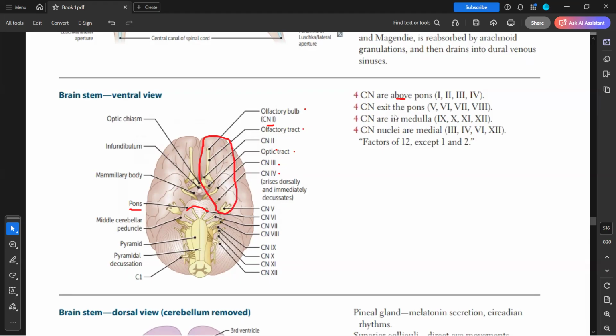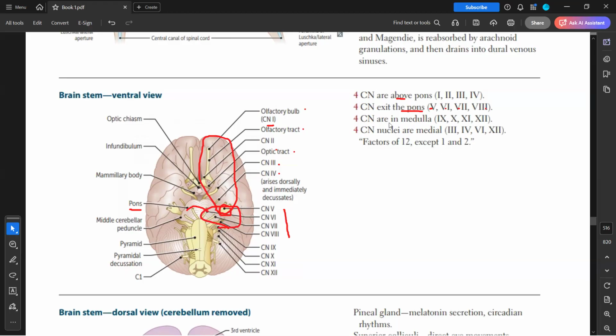Next, four cranial nerves exit the pons, which are 5, 6, 7, 8. Look at that. The pons is right here. This is cranial nerve 5. It's exiting the pons. 6, 7, 8. It stops right about here.